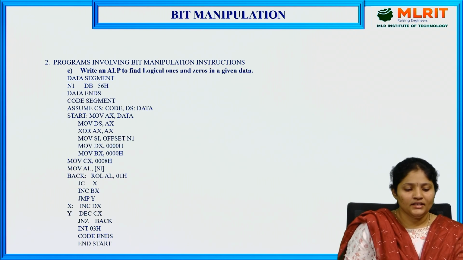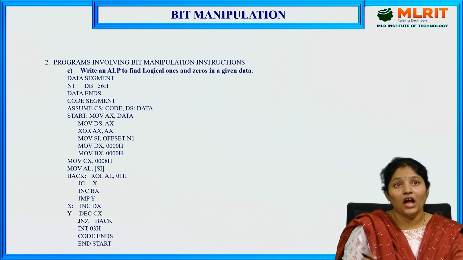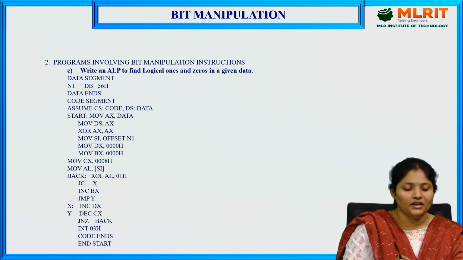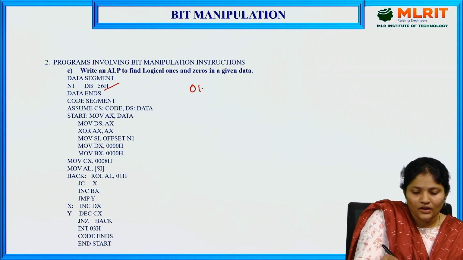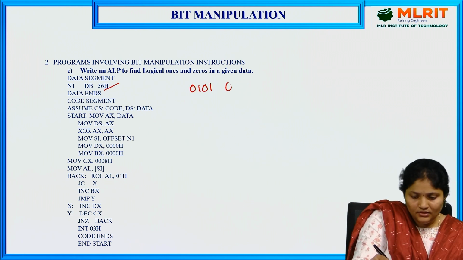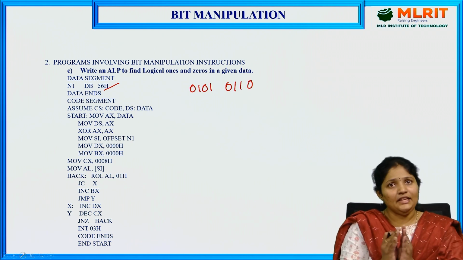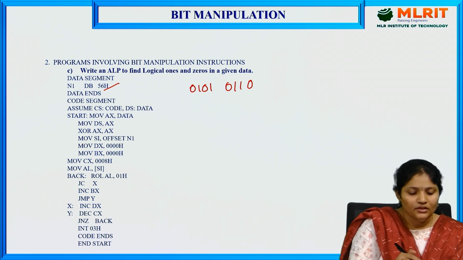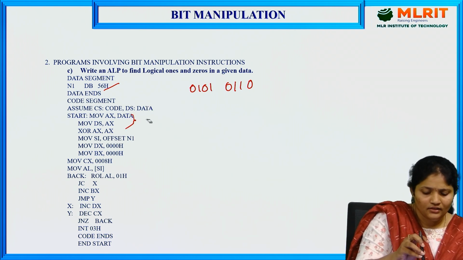Okay. Next, coming to the next program, to identify how many ones and zeros are present in a given number. Here I am taking 56, where 5 means 0101 and 6 means 0110. While rotating each and every bit, we can identify whether the bit is 0 or 1. These two instructions are used to initialize the data segment.